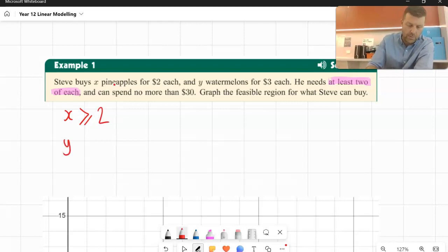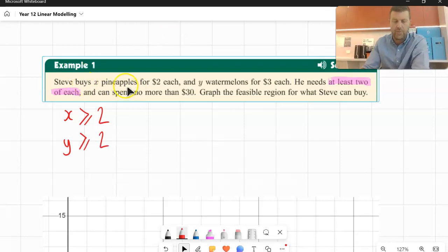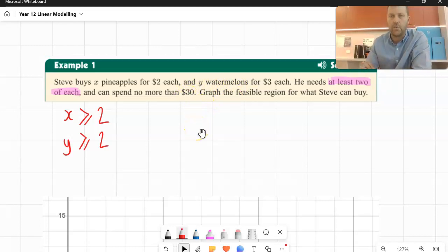Y must also be greater than or equal to 2. He must buy at least 2 pineapples and at least 2 watermelons. Now he has $30 to spend in total, so we're going to create a third equation or third inequality based on the information we have here.